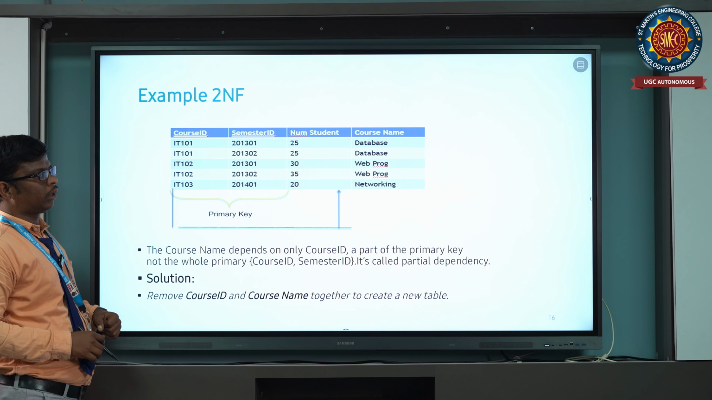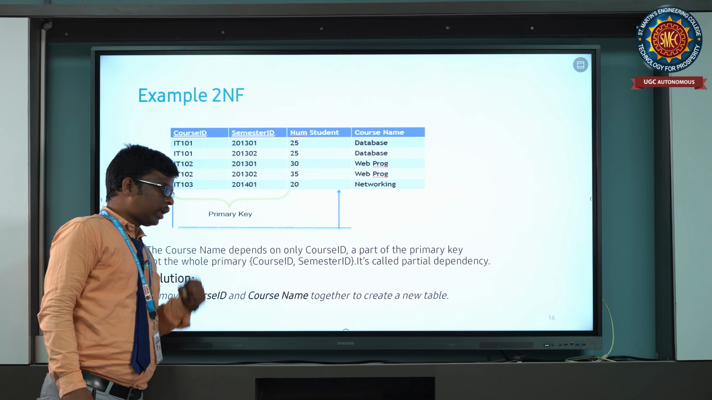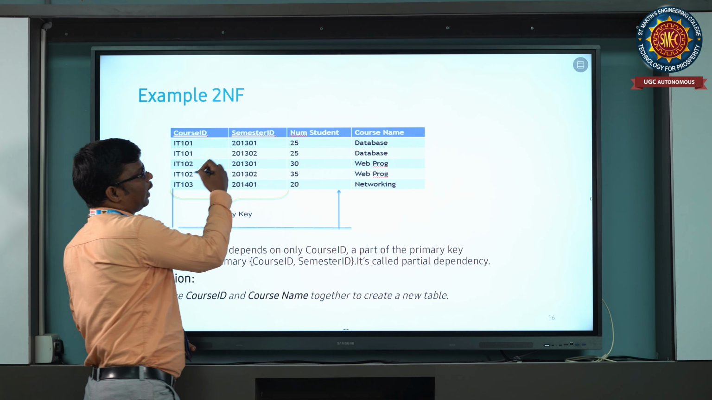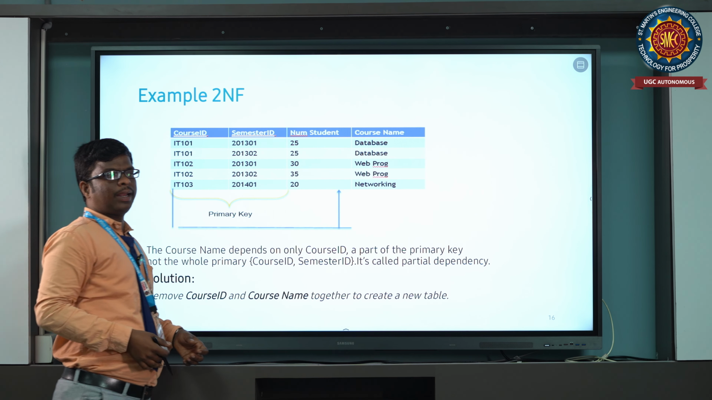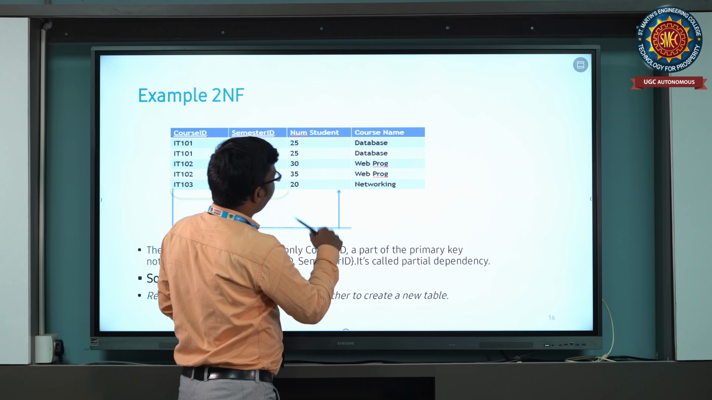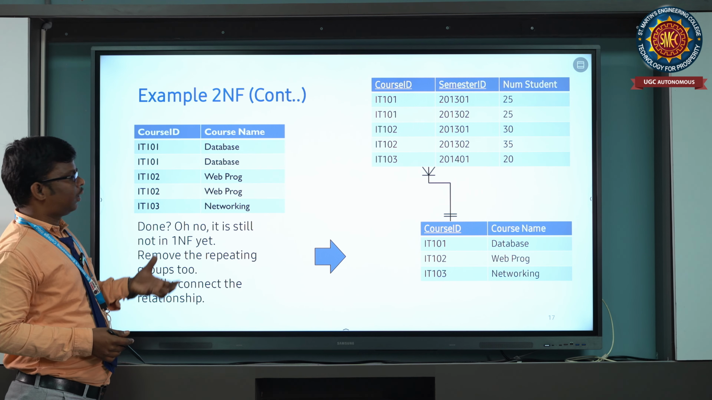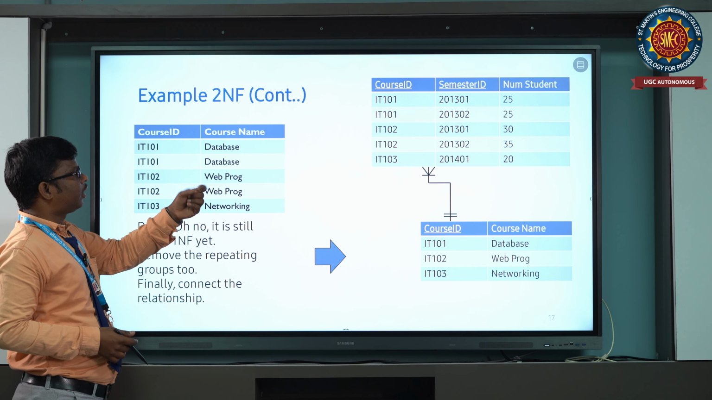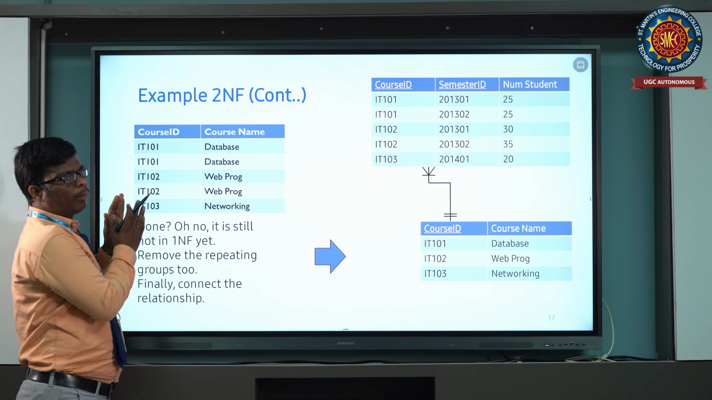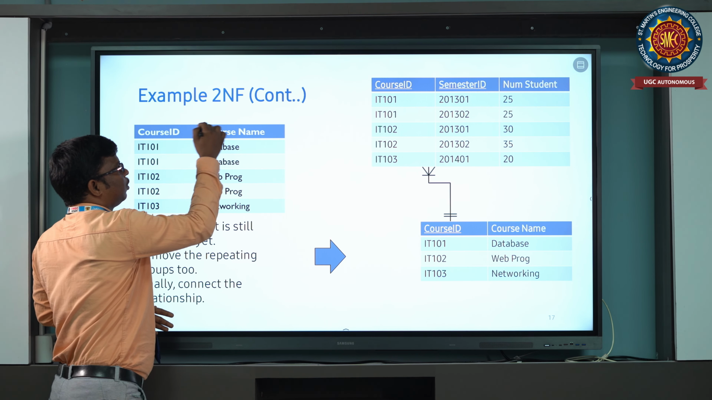What is the solution? You have to remove course ID and course name and create a separate table for them. Then you can understand what 2NF is. Here we separate it into two tables. In the first table I have course ID and course name.